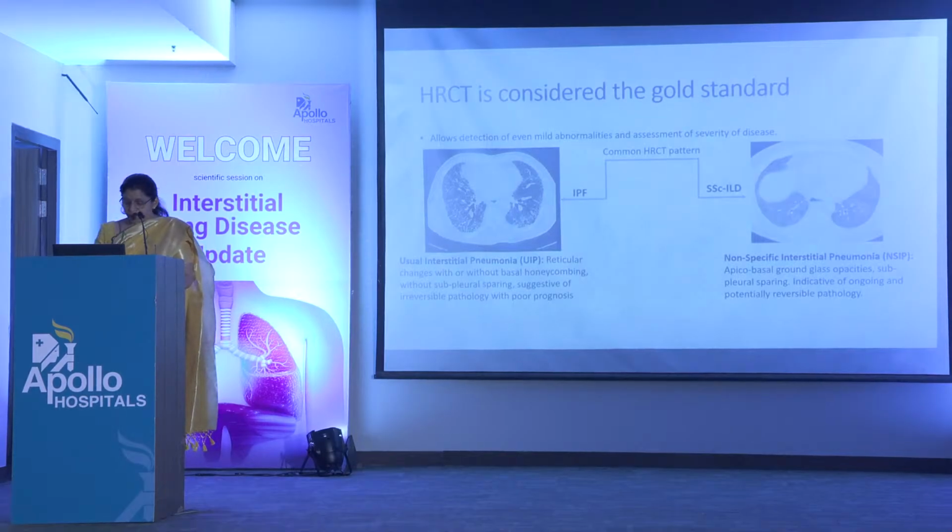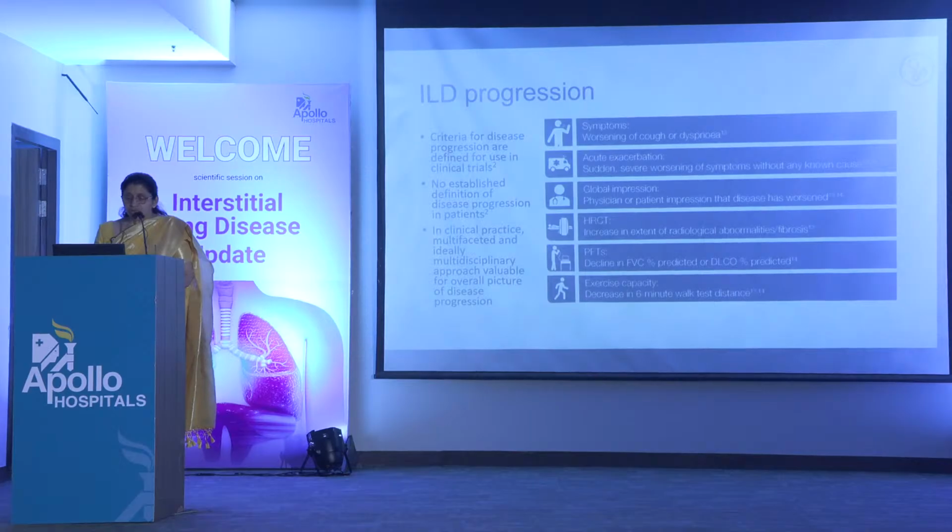So UIP pattern is seen. So what are the hallmarks of usual interstitial pneumonia, and also the criteria for lung progression? Another thing when we are doing examination is we have to see how fast the person is progressing. This is very important in order to step up the treatment, whether the patient is going to require oxygen, whether the patient requires admission, also whether the patient needs to be referred for lung transplantation.